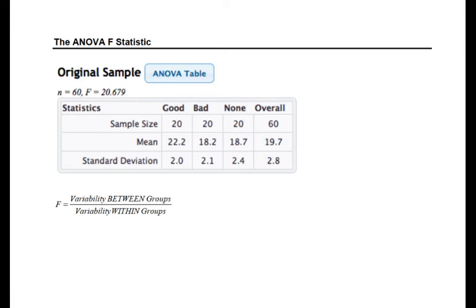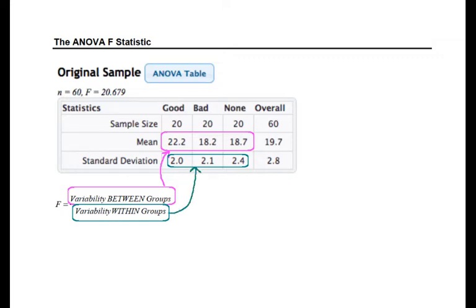So the ANOVA F statistic is a ratio where the numerator is the variability between groups. That is, if we look at these three sample means, the formula itself involves some sums of squares, but it's a measure of about how far apart these three numbers are. The denominator is the variability within groups, which is more like an average of these standard deviations. These standard deviations here are the variability of that quantitative variable, tip percent, within each group. So it's not a straight average of these, but it is related to what these numbers are.